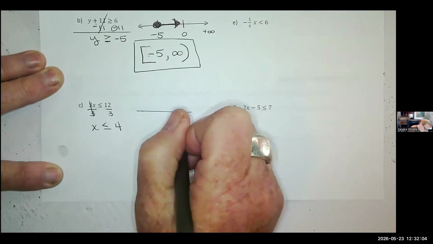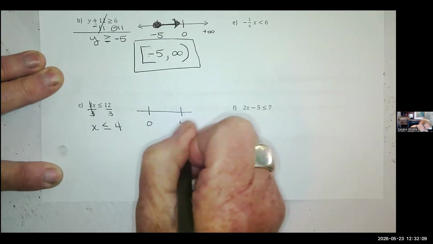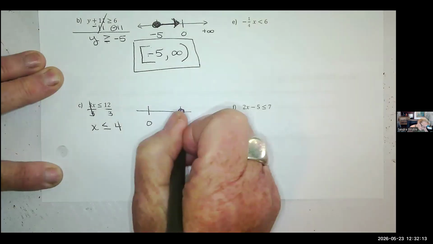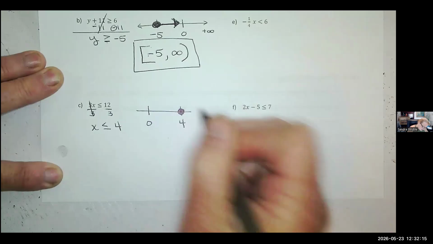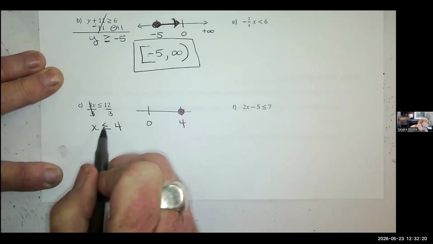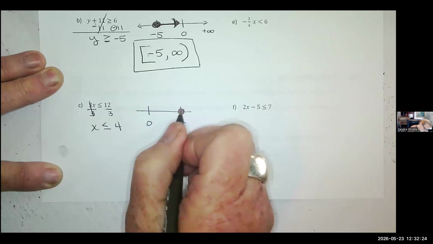There's 0. There's 4. It has the cute little equal sign, so I do need to create a full filled in circle. X is on my left, so I know it's pointing to the left. I can also check it because 0 is less than 4. So it is going to the left. And don't forget to draw your arrow.